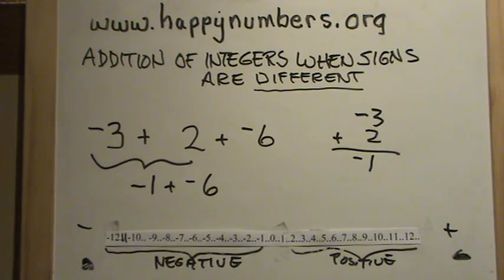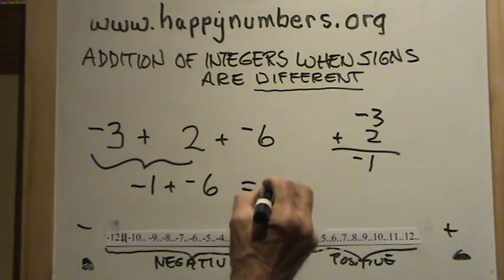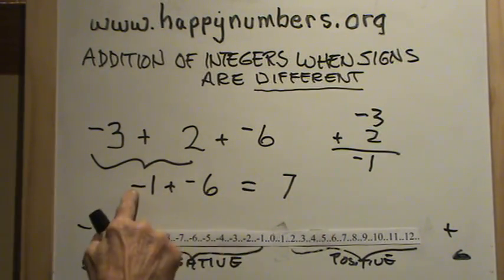And we know from the first lesson, if the signs are the same, we just combine the numbers. 6 and 1 is 7, and we use the common sign.